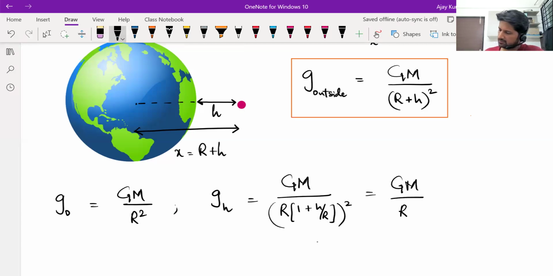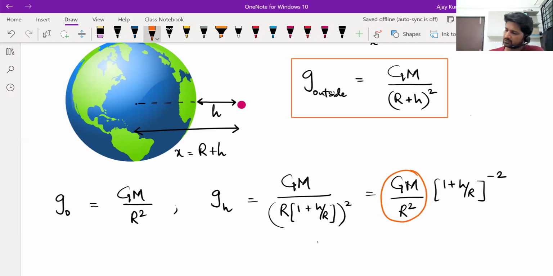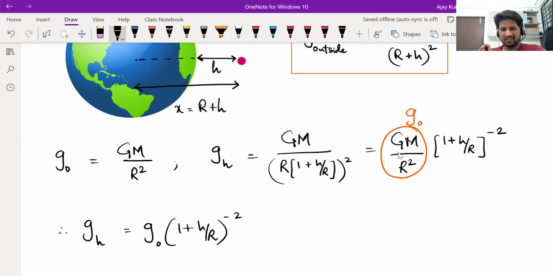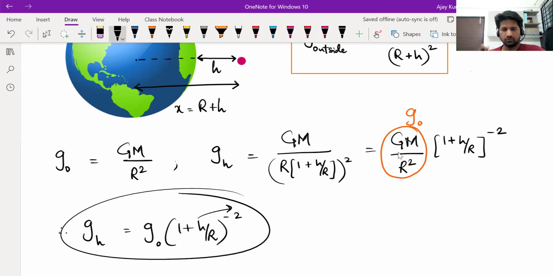GM by R square. And we'll be left with what? (1 plus H by R) whole square in the denominator can be written as (1 plus H by R) to the power minus 2 in the numerator. Simple mathematics. Why are we taking this pain? Because we would like to express gravity in terms of surface value, g naught. Therefore, gravity at a height will be gravity on the surface into (1 plus H by R) to the power minus 2. There's literally no use of writing it this way because power minus 2, we don't know how to calculate. We are anyway going to send it to the denominator and do it. There's no use writing it this way at all.